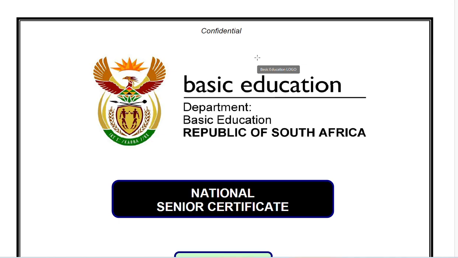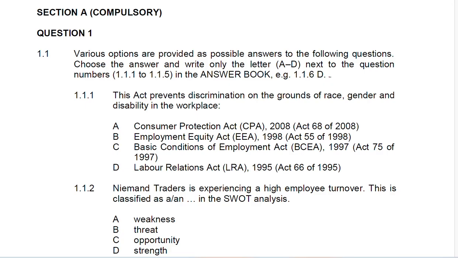Now, let us look and see what we have in Section A, and then we will look together at question 1.1, question 1.2, as well as question 1.3. When we look at Section A, we'll have question 1. And then they're saying various options are provided as possible answers to the following questions. Choose the answer and write only the letter A to D next to the question number 1.1.1 to 1.1.5 in the answer book, e.g. 1.1D.